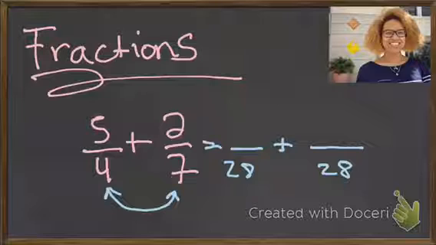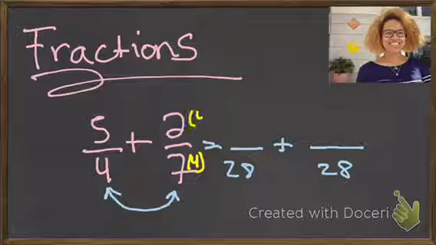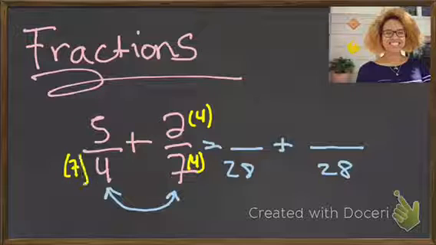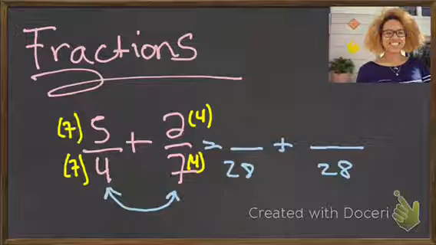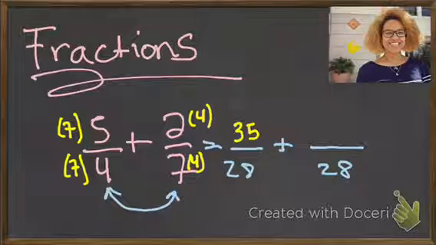Now, whatever you do to one side, you must do to the other. So you multiply 7 times 4, right? Well, you have to do it to the top. In this case, you did 7 and 4, so you have to do it to the top, right? So 7 times 5 gives you 35. 2 times 4 gives you 8.